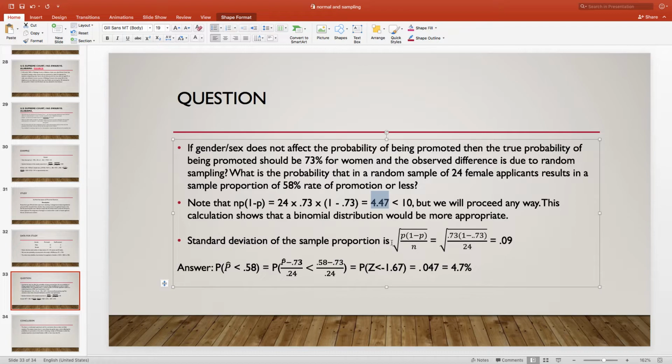The standard deviation of the sample proportion is going to be the square root of p times 1 minus p over n. That's 0.09. Okay. I want to calculate the probability that in the sample of female applicants, the proportion promoted is less than 58%. If I proceed with the normal distribution, I subtract the mean of 73%, assuming that gender doesn't matter. I'm going to divide by the standard deviation. Standard deviation should be 0.09, so my apologies.